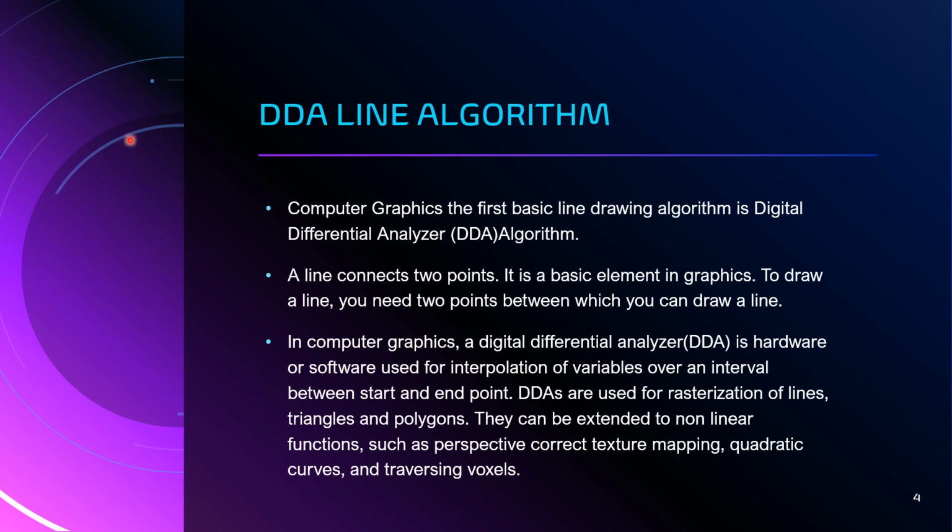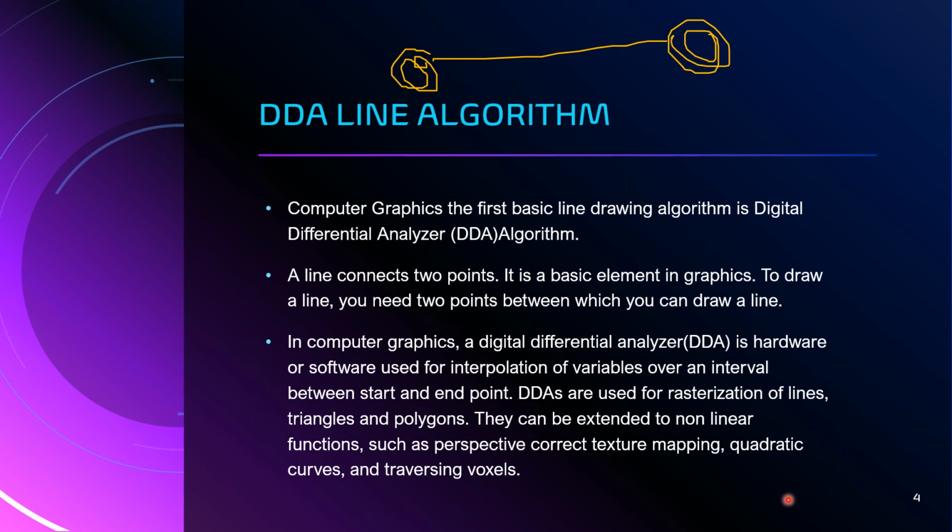Means if there is one line, it must have one starting point and one ending point, which will be here, ending point, sorry, and here will be the starting point. Now the DDA line algorithm performs its operation. In computer graphics, a digital differential analyzer (DDA) is hardware or software used for interpolation of variables over an interval between the start and end point. The DDAs are used for rasterization of lines, triangles, and polygons.